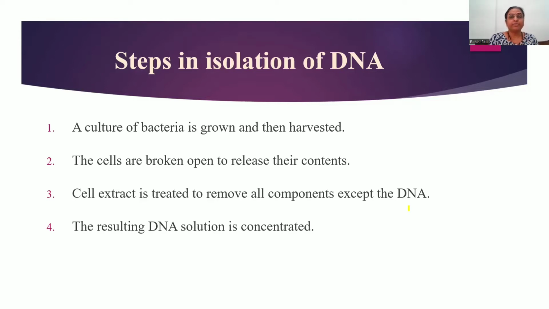Now here there are two types of DNA, plasmid DNA and genomic DNA. So we have to separate out the plasmid DNA from the genomic DNA. There are a number of ways by which we can separate the plasmid DNA from the genomic DNA. Now, in the solution there is the plasmid DNA, then we have to concentrate it. These are the steps in the isolation of the DNA.